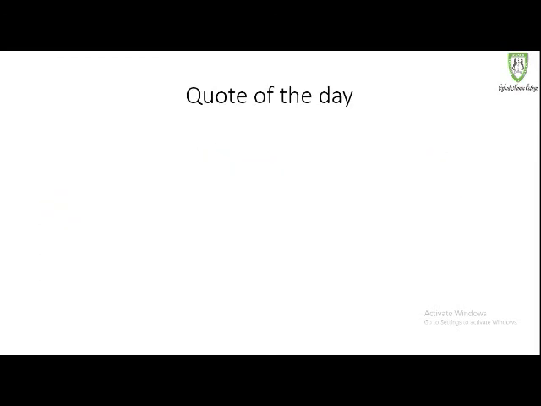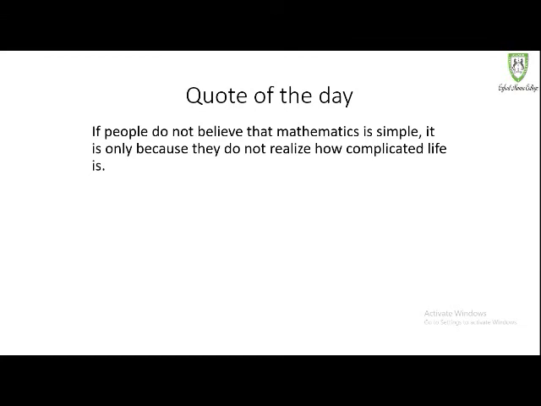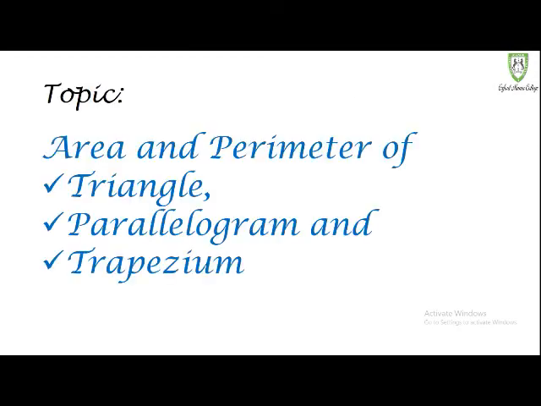Follow suit. The quote of the day we have: "If people do not believe that mathematics is simple, it is only because they do not realize how complicated life is," by Plato. And the topic before us today is finding area and perimeter of triangle, parallelogram and trapezium. In our last class, we were able to find area and perimeter of square and rectangle, and an equally composite rectangle.